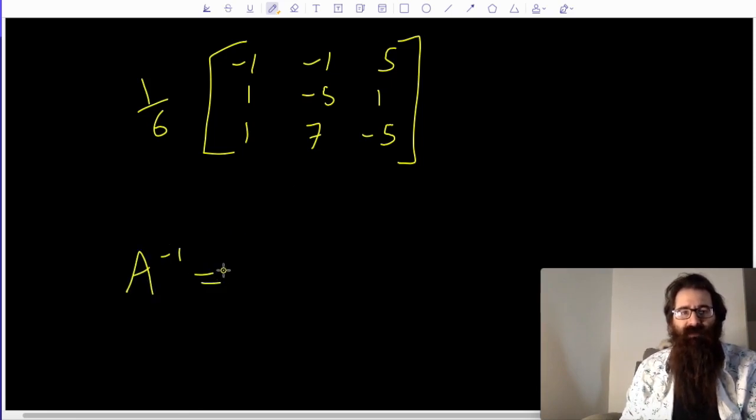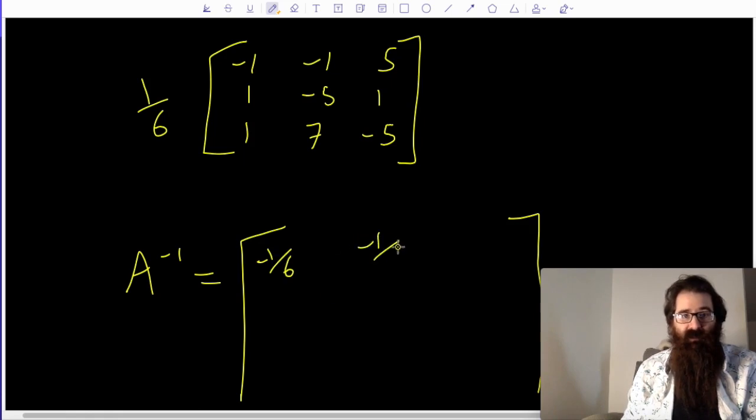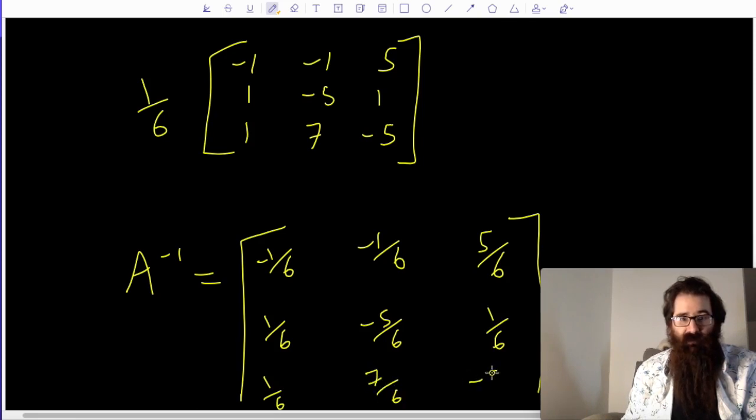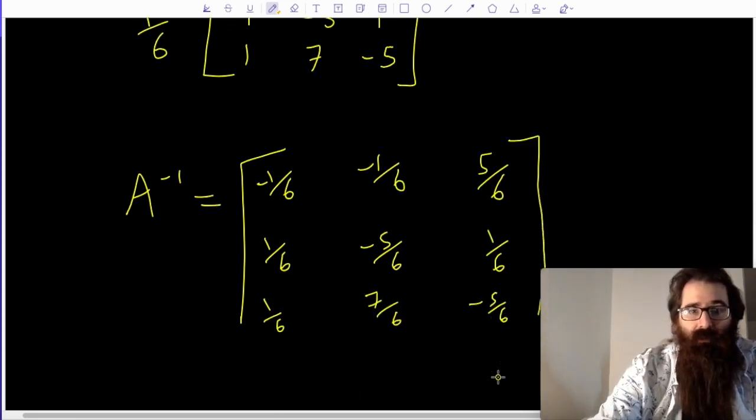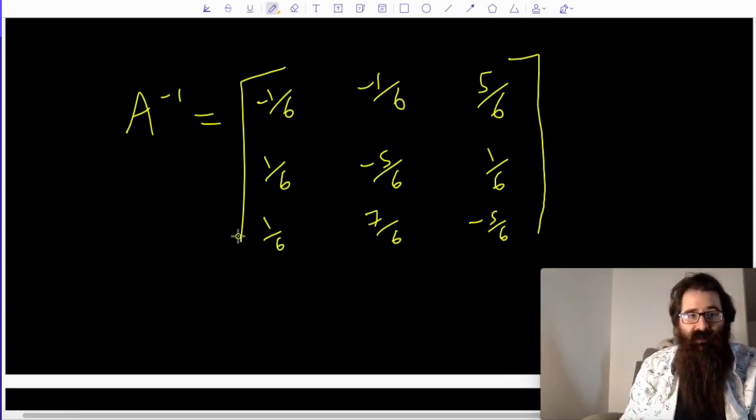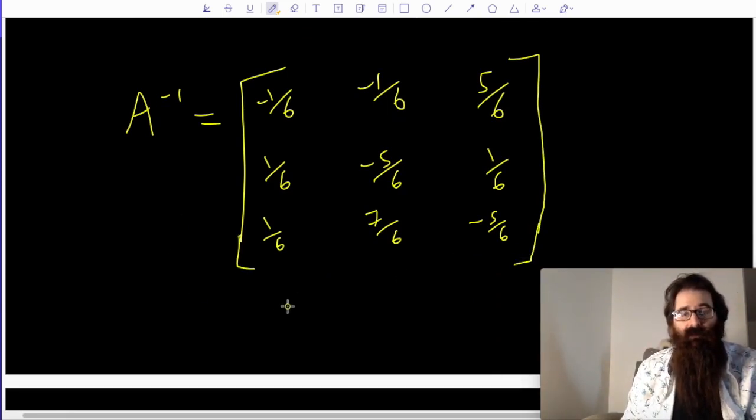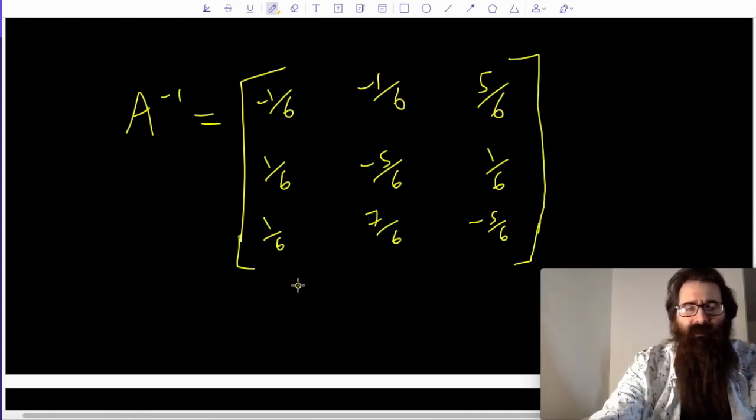A inverse. None of these things will reduce cleanly. So in fact, the work is actually not so bad. It's going to be negative 1 over 6, negative 1 over 6, 5 over 6 for the first row, 1 over 6, negative 5 over 6, 1 over 6 for the second row, 1 over 6, 7 over 6, negative 5 over 6 for the third row. And that is my inverse. That is A's inverse. Hey, pretty cool. We'll take a look at one more example of this.